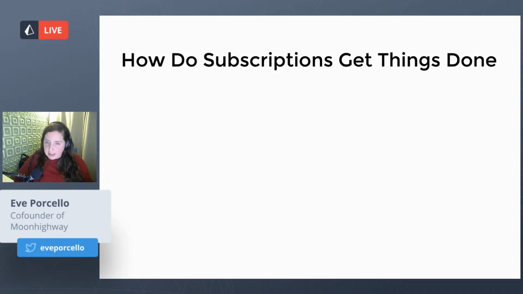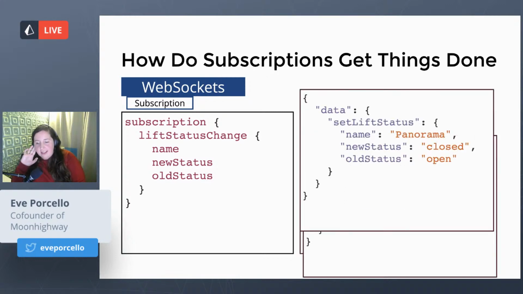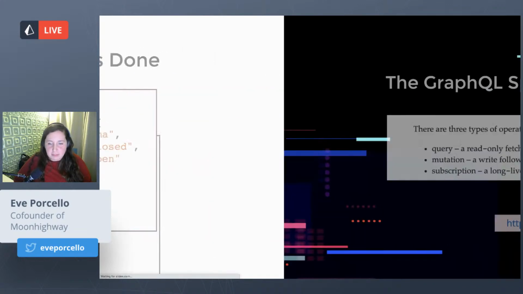We also have subscriptions in GraphQL. The way that subscriptions get things done is we send them over WebSockets. Unlike our queries and mutations, all of our subscriptions are sent over WebSockets, and then we set up a listener. So we're going to wait to see whenever a lift changes, and then we're going to get back all of these responses. And I should have animated those better, but you know what I meant. They should come back one at a time, anytime the data changes. So our clients are going to be informed.